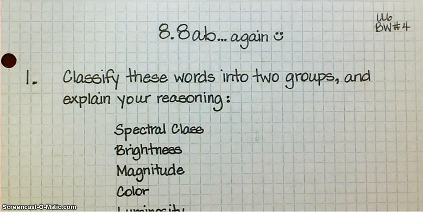All right, so the first one says, classify these words into two groups and explain your reasoning. Page 288 in your textbook should help you some. Basically, I want the 6 terms divided into 2 groups, each group with 3 terms. All right, raise your hand if you think you know how to divide them.